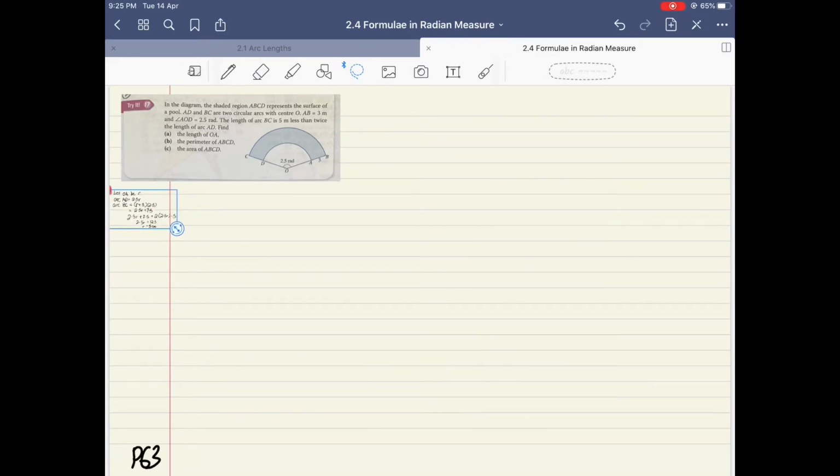Okay, let's just bear in mind that r equals 5 cm. Then I shall shrink this so that I have more space to write. Okay, let me just put it aside there. Now, I will move on to part B.